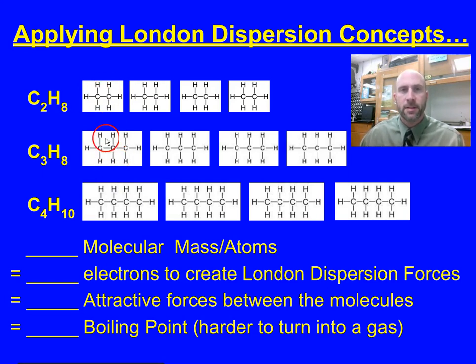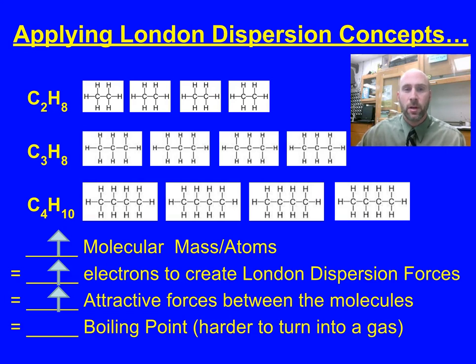All right, well, let's look at this. As I go down here from 2 carbons to 3 to 4, our molecular mass and our atoms increase, right? So we're getting more mass and more atoms. These are all nonpolar, but as I add more atoms, I'm also adding more electrons. So the number of electrons increases. As I increase the electrons, that increases the attractive force between these molecules. There's more electrons zipping around here, creating those temporary dipoles, or those temporary attractions.